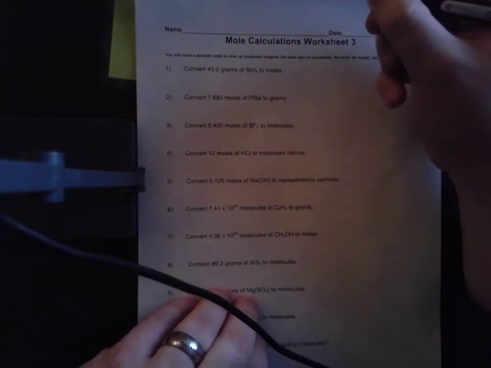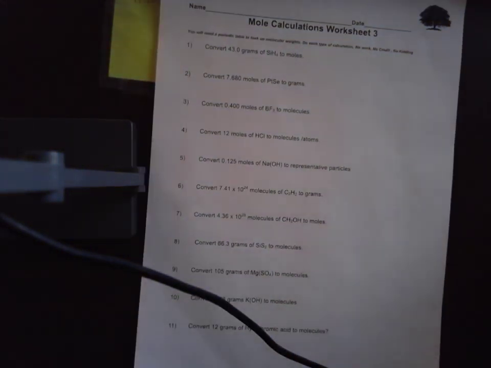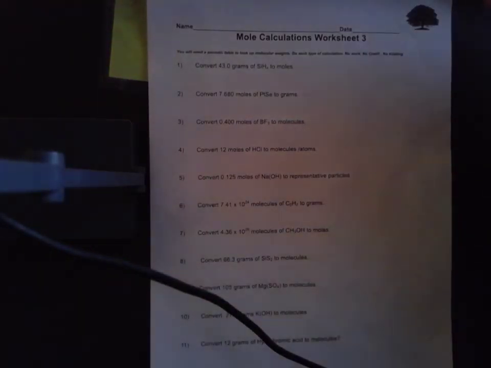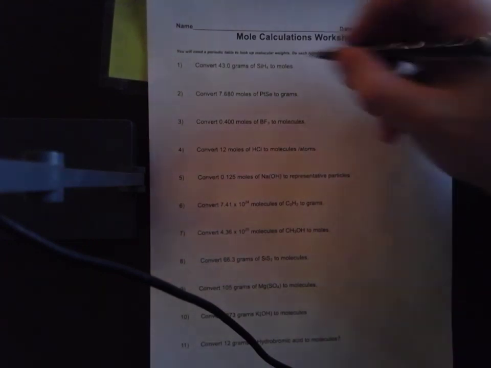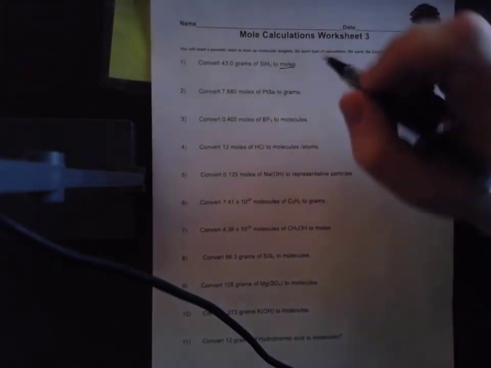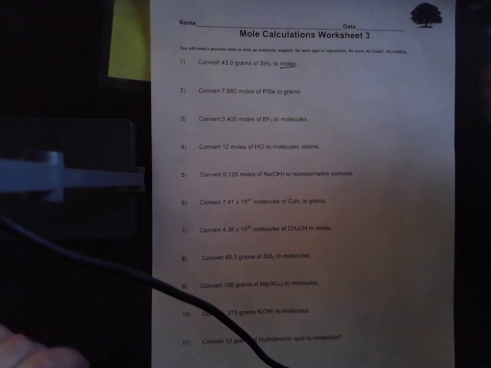If we look at silicon, what we have to do is get to moles. We have our grams, but we have to figure out what our molar mass is in order to get to moles. We have to divide it.